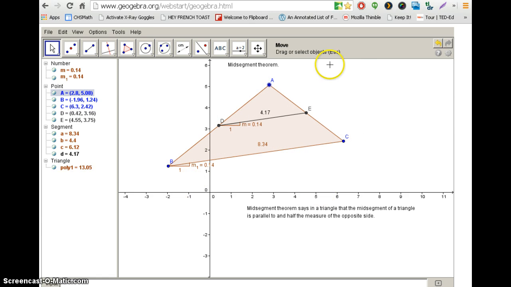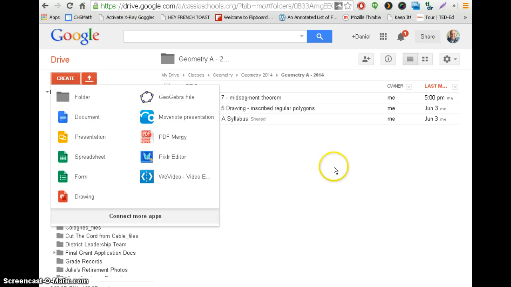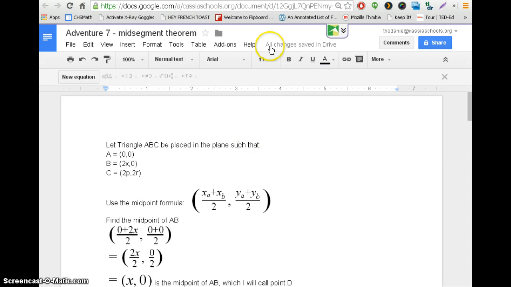So now we're going to do a proof to show, and we're going to prove the mid-segment theorem. And to prove it, I would have you go to your drive, and I would have you create a new document, okay, in your geometry folder, and you are going to need to do a lot of writing in this. So this is a long one. I'm going to show you a little bit about it, okay?